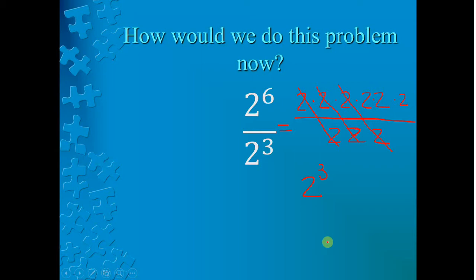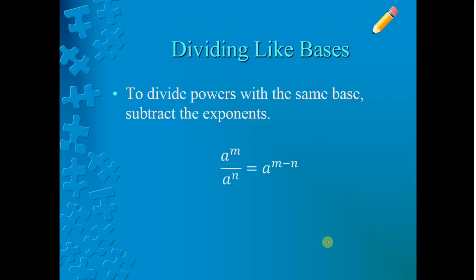So, is there an easier way to perform this operation without having to write 6 twos out? There is. To divide powers with the same base, you're going to subtract the exponents. Right now I have a to the m over a to the n. Notice how I have the same base, both of them are a's. So you're going to keep the base, a, and subtract the exponents, m minus n. That's technically what we just did. We just don't think of it that way.